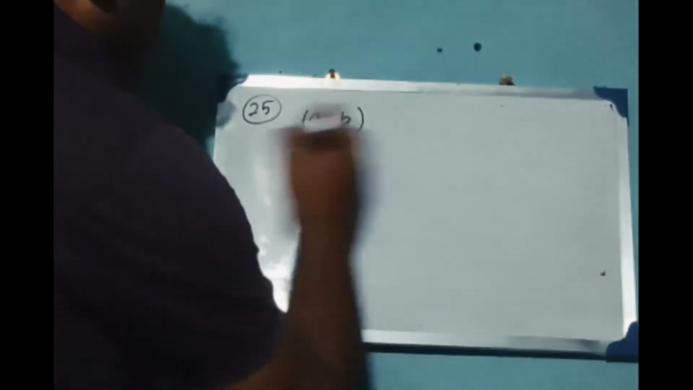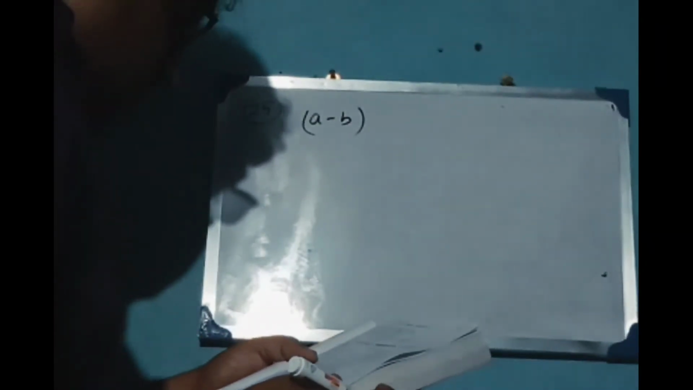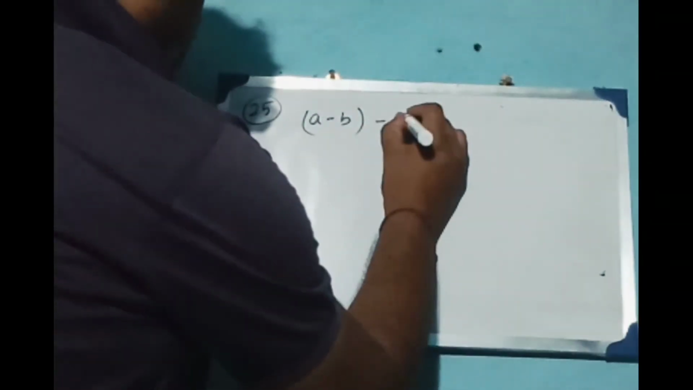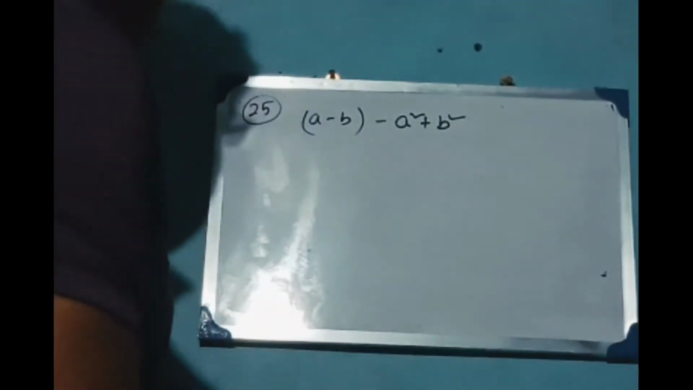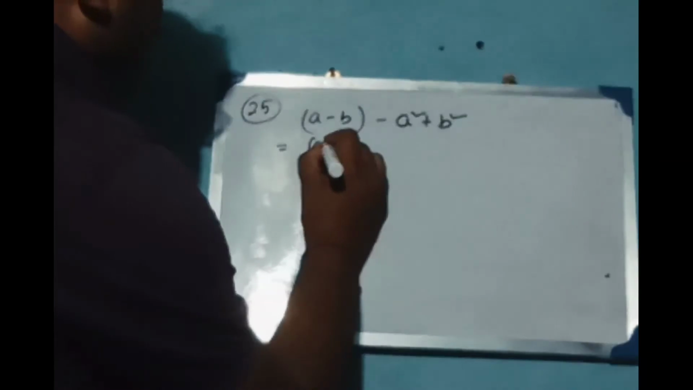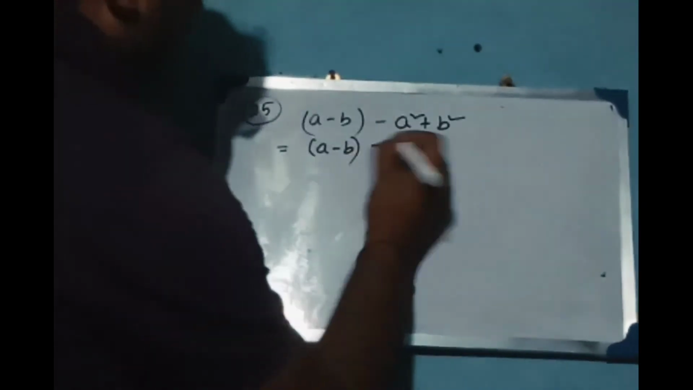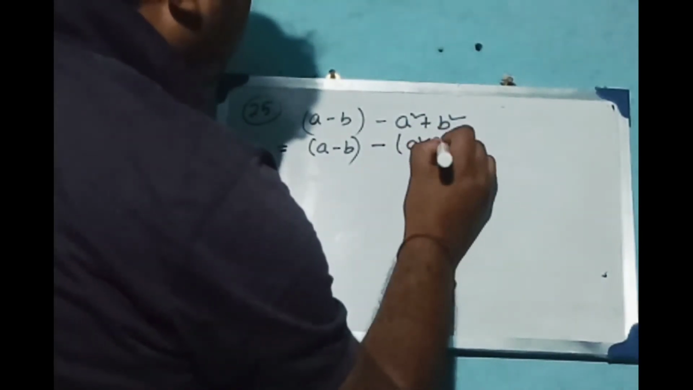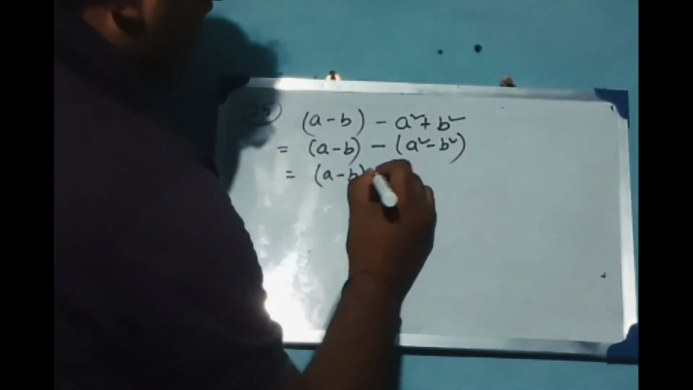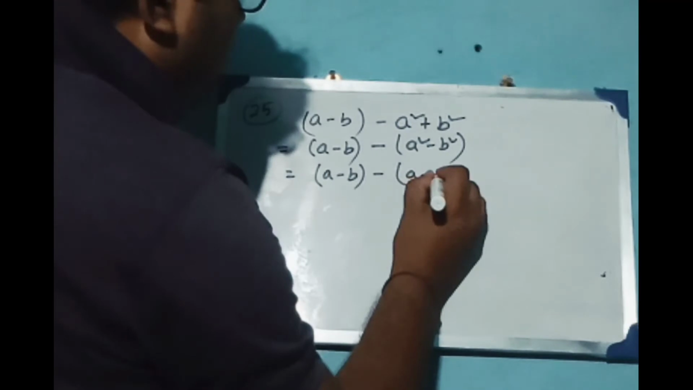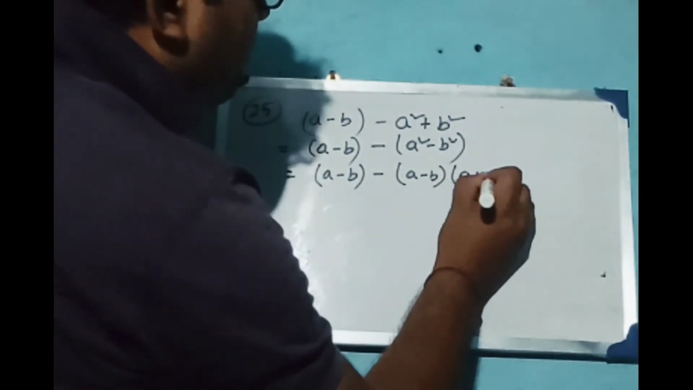a minus b into minus a square plus b square. This question is given here. So this is a minus b, taking minus common, a square minus b square. A minus b, minus a minus b into a plus b.